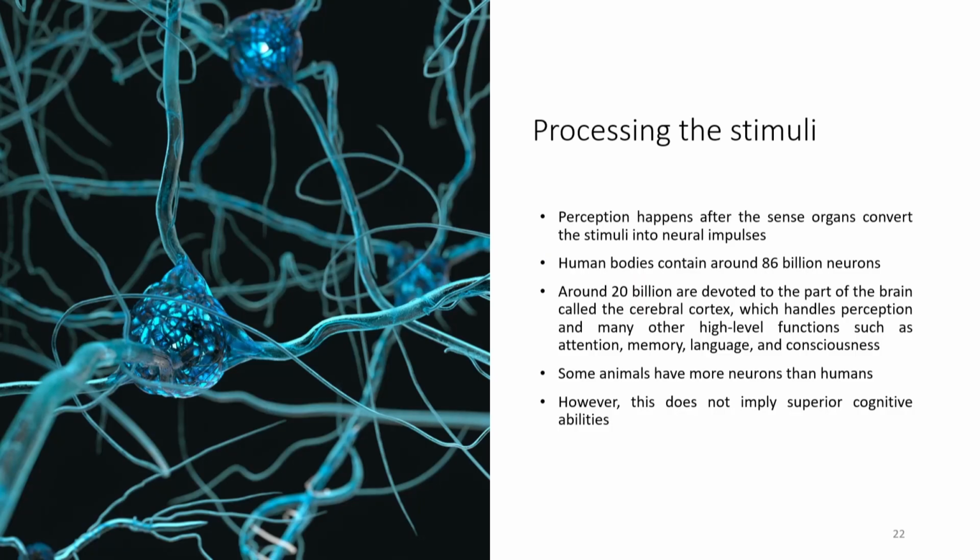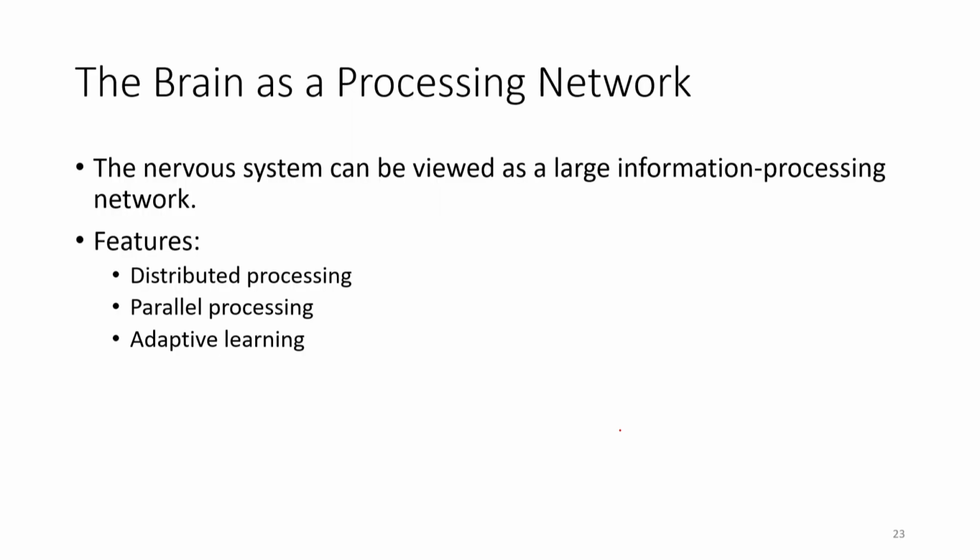How do we process stimuli? Well, the perception happens after the sense organs convert the stimuli into neural impulses. Our human bodies, as we just saw, contain 86 billion neurons. Around 20 billion are devoted to the part of the brain called the cerebral cortex. This handles our perception and many higher level functions such as attention, memory, language and consciousness. Some animals may actually have more neurons than humans. However, that does not mean that they have higher cognitive abilities.